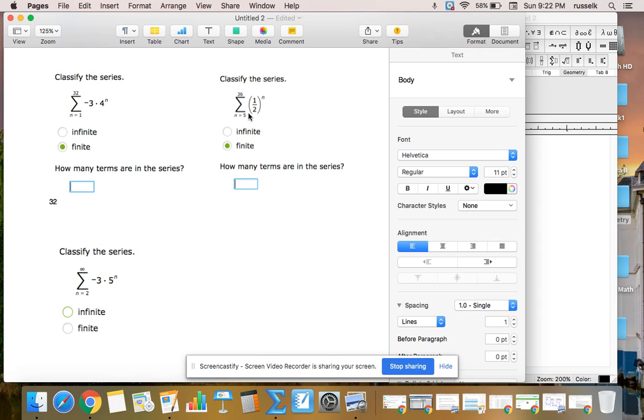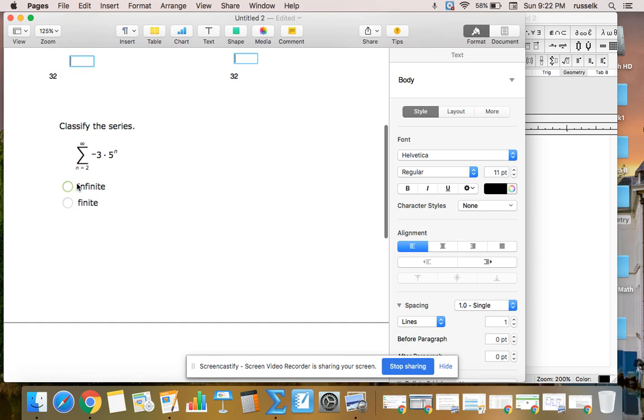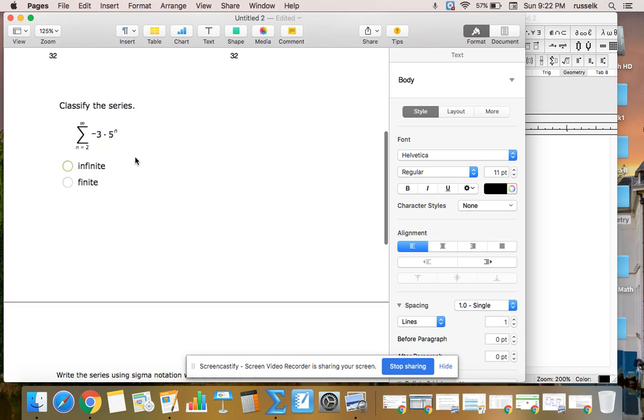Be careful if it doesn't start with 1. This one is finite still because it has a stopping point. It's tempting to just subtract these and get 31, but you do need to account for that first one there. So when you subtract and get 31, add one more to that, you'll get 32 for that as well. This one's an infinite series because it has an infinity symbol at the top.